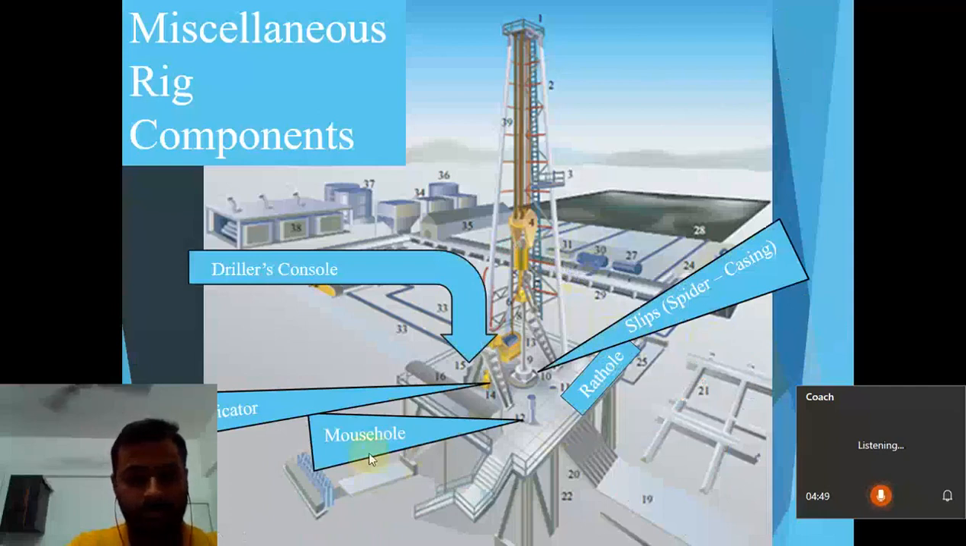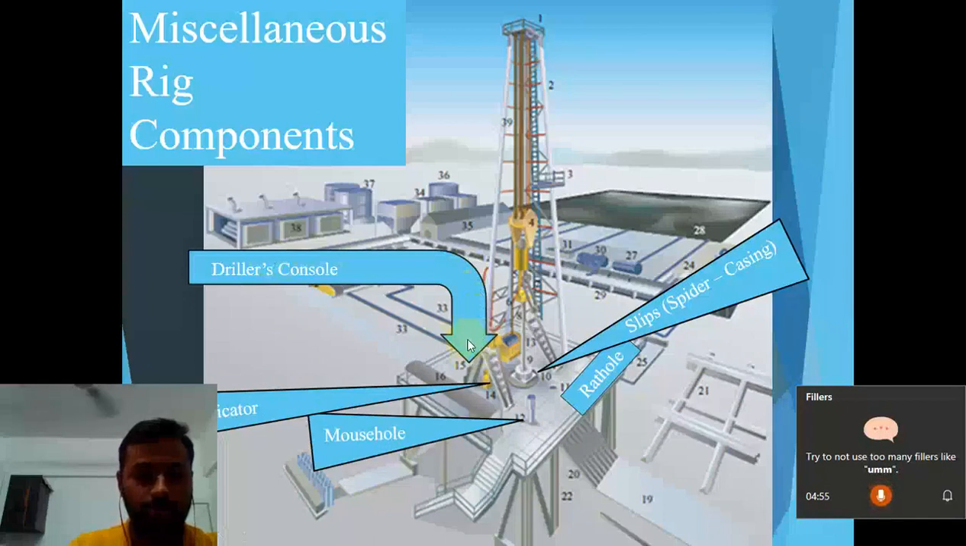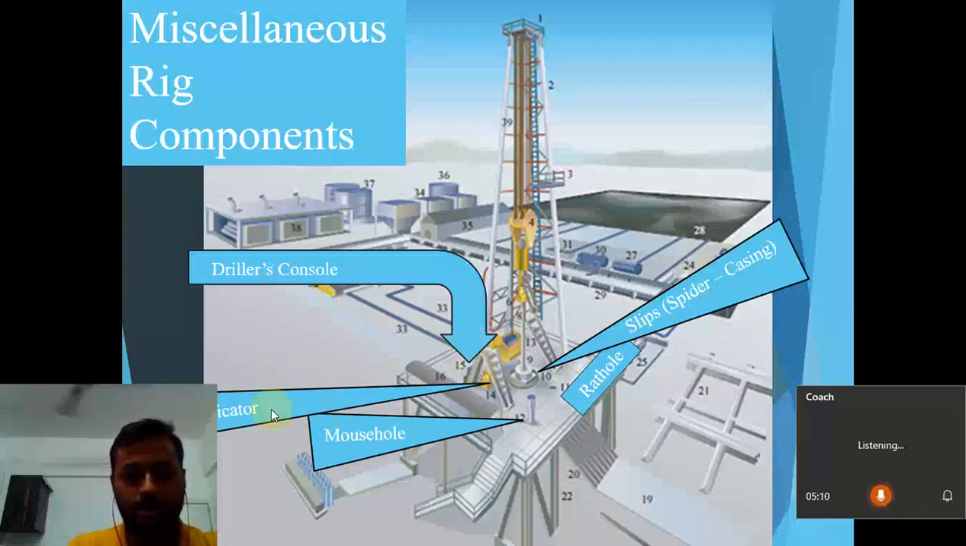Then some other parts. First we have the driller's console, where the driller controls how much weight he has to transfer on the bit and how much to keep on the hook, so as not to damage the bit and to get the most efficient drilling speed and other parameters. Then there are indicators for various parameters.